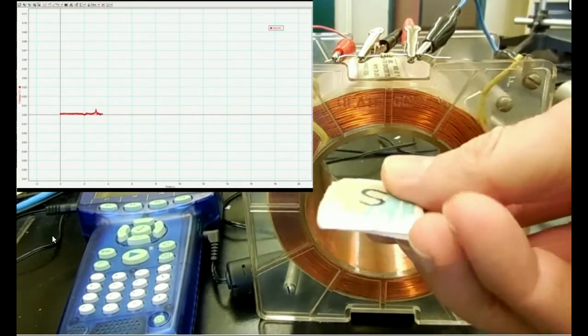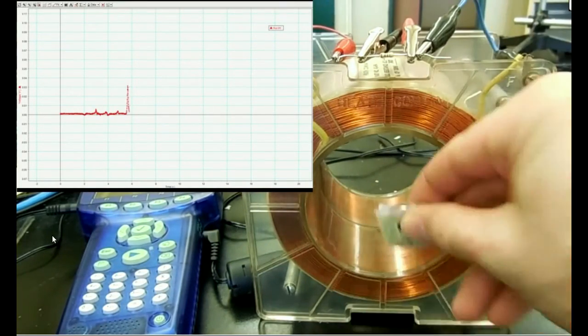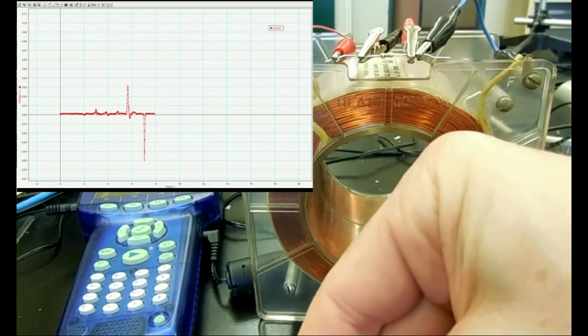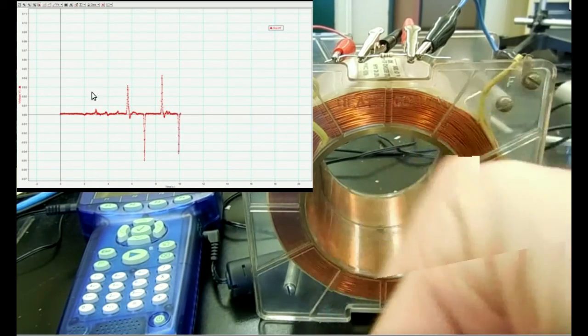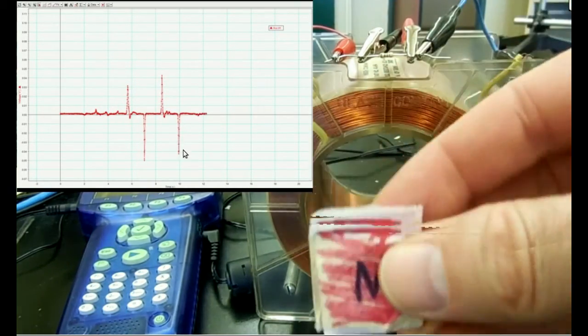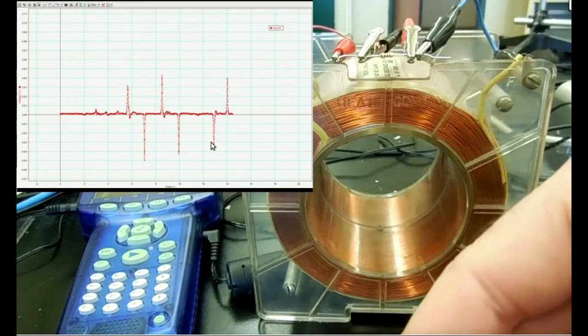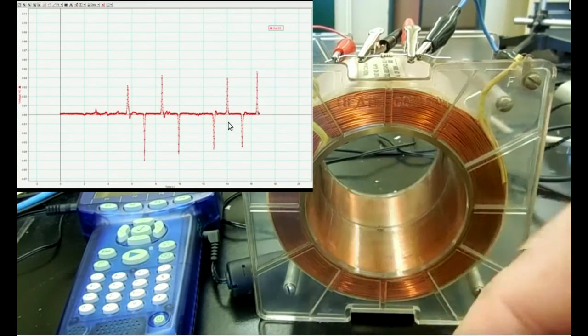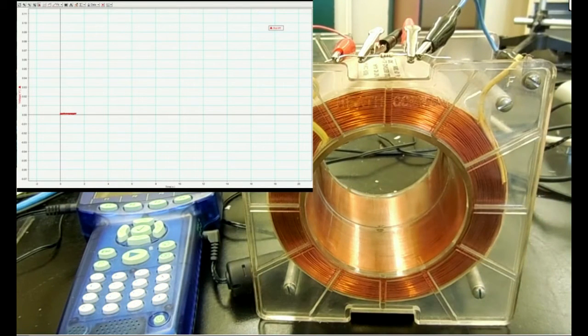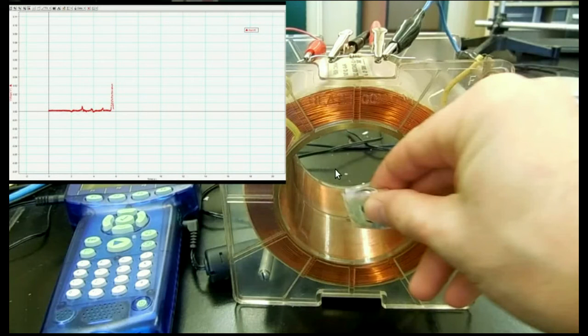So now with this setup, here's the magnet again, and you can now tell when I put the north end of the magnet in, I get a positive voltage, and when I pull it out, I get a negative, and when I turn it around and put the south end in, I get a negative voltage, and when I pull it out, I get a positive voltage. Let's pick this all apart and see what's going on.